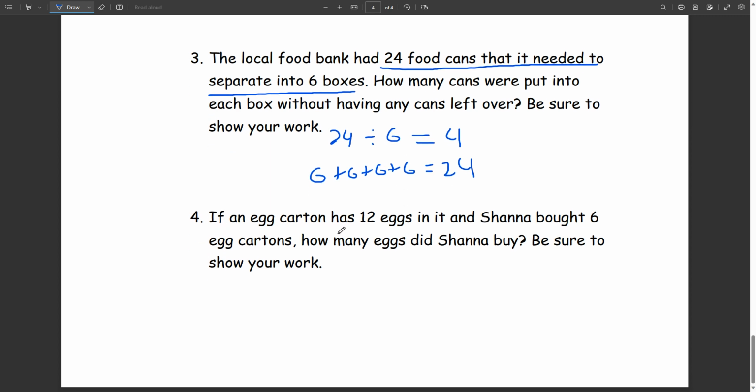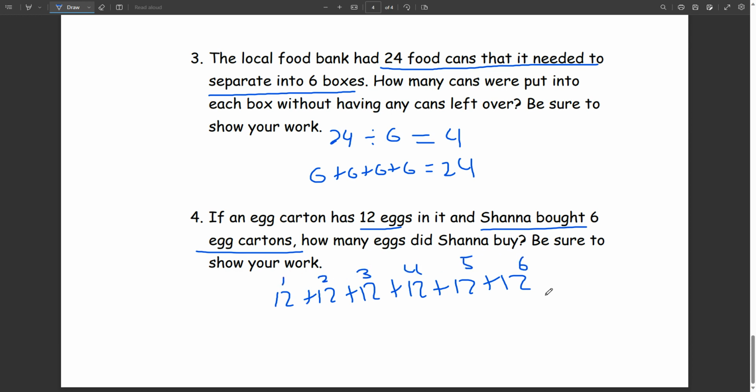So number 4, if an egg carton has 12 eggs in it and Shanna bought 6 egg cartons, how many eggs does Shanna buy? Be sure to show your work. So since each carton has 12 eggs in it, she bought 6 of them. We can either just do 12 plus 12 plus 12 plus 12 plus 12 plus 12, which is 6 egg cartons. So there's 1, 2, 3, 4, 5, 6, and just add these all up together. So we can do it that way, or we can just do 12 times 6, which is basically the same thing, but let's just add it up.